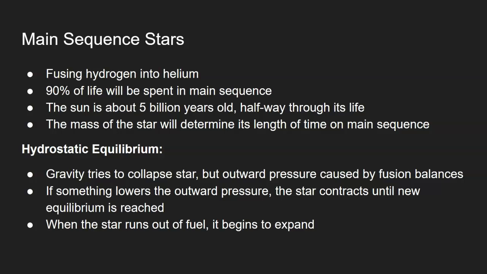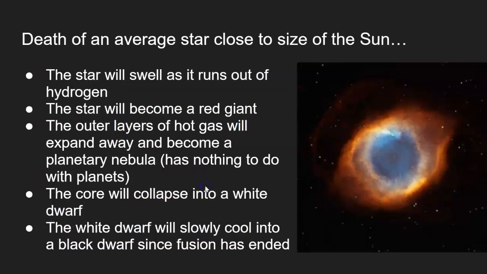When it runs out of fuel, it begins to expand. So it actually starts to get bigger as it runs lower and lower on fuel. If we have a star close to the size of our sun, this is what ours would undergo. It will swell. It'll get bigger. It'll turn into a red giant because it's out of hydrogen. And it'll take up perhaps as much space as all the way out to our orbit, where the Earth is. That's how much bigger it will get.